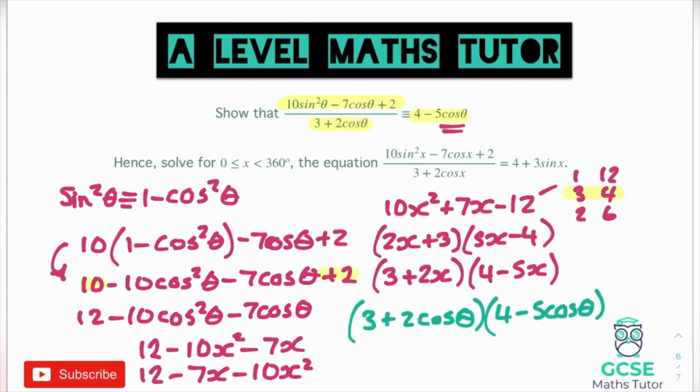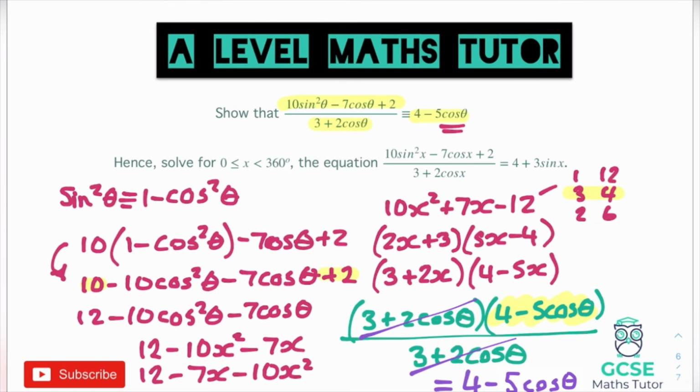There we go. And our denominator, if we write that in as well, was 3 plus 2 cos theta. Now if you have a look at this fraction, you can see that we have a matching factor on the top and the bottom, which is the 3 plus 2 cos theta. So they can both be cancelled out, which means all we are left with is the 4 minus 5 cos theta. So all of that would go down to 4 minus 5 cos theta.